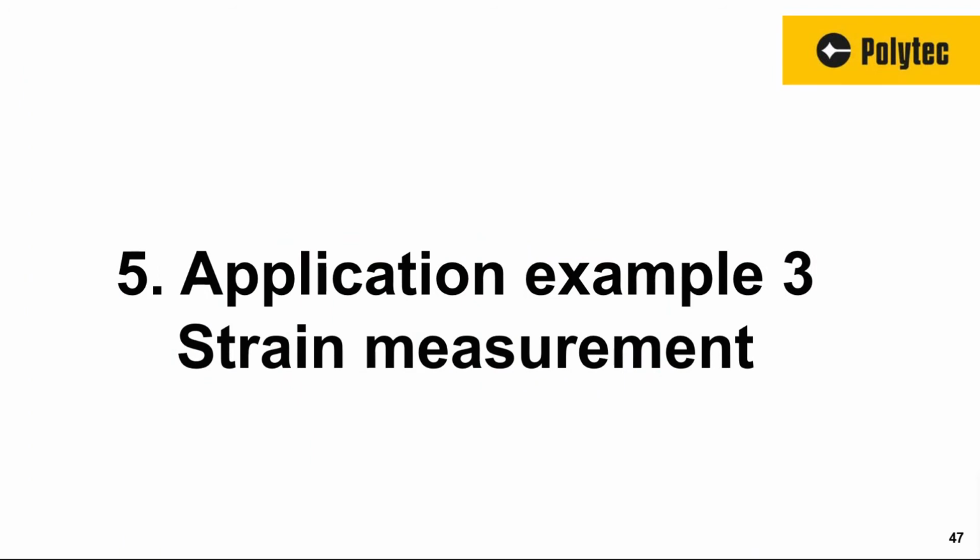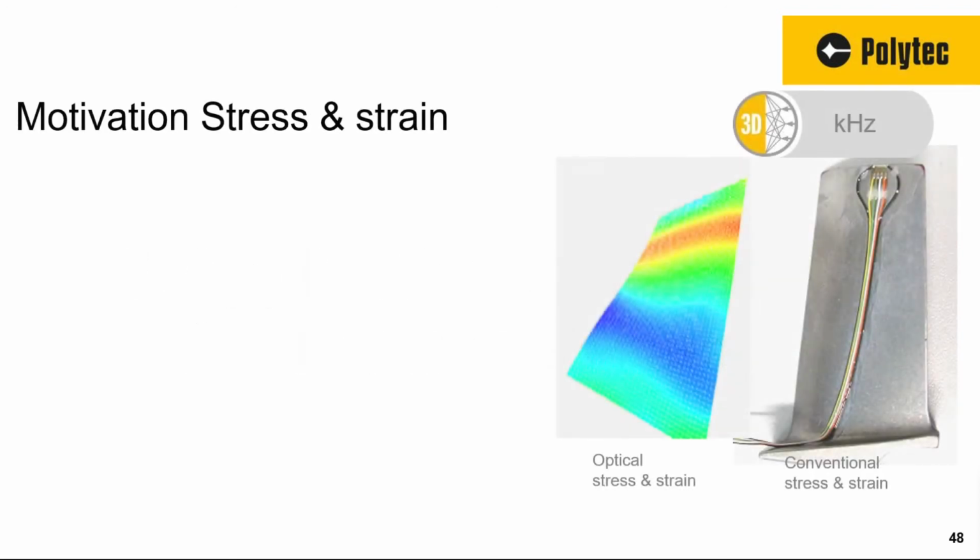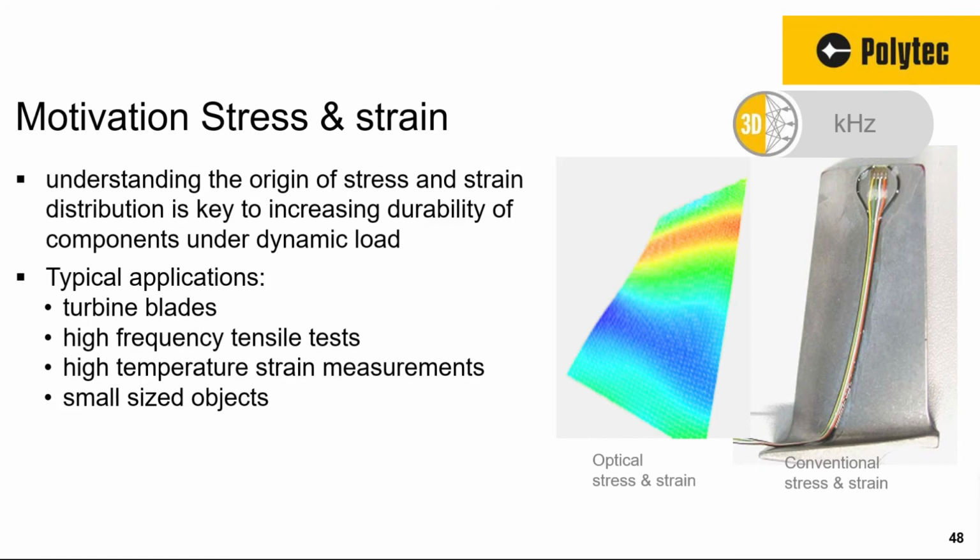So the next application example for scanning laser vibrometry and model validation is strain measurements. The motivation for stress and strain measurements is understanding the origin of stress and strain and the distribution, because you want to increase durability, you want to predict durability of components under dynamic load. Typical applications are turbine blades, high-frequency tensile tests, high-temperature strain measurements, or measurements especially on small-sized objects.